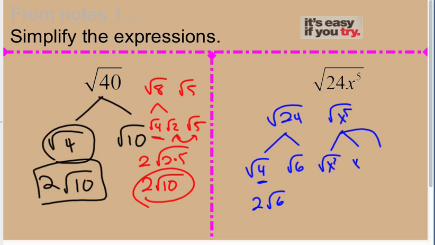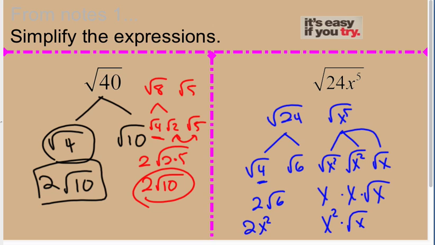Square root of x squared, square root of x squared, square root of x. x to the fifth is x squared times x squared times x. I just split it up into each little own square root. So square root of x squared is just x, square root of x squared is just x, square root of x is square root of x. So this essentially becomes x squared. So when I put this together, I get 2x squared times the square root of 6x. There would be my simplified answer right there.